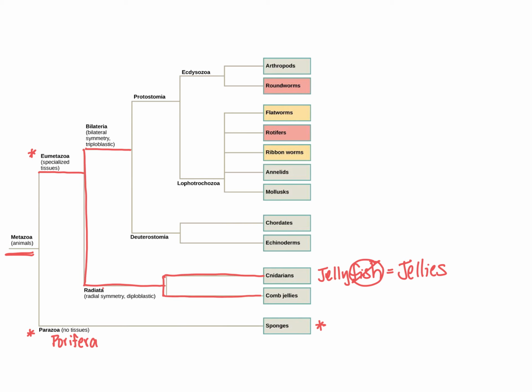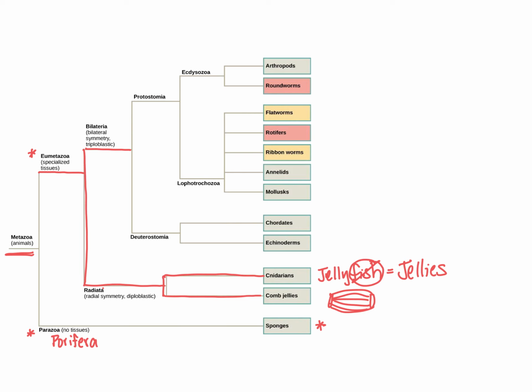And then comb jellies are similar to jellies in that they're made of that jelly-like substance, but they tend to have a more cylindrical look, and they typically have these ridges running down their jelly portions.